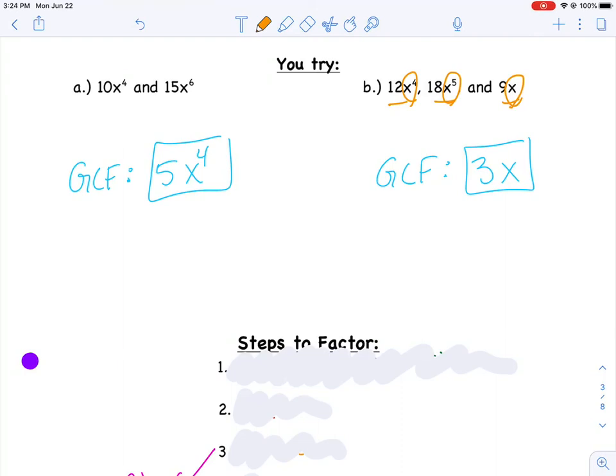All right, make sure you practice greatest common factor and factoring out, because that's typically one of the very first things that we have to do anytime we're factoring.